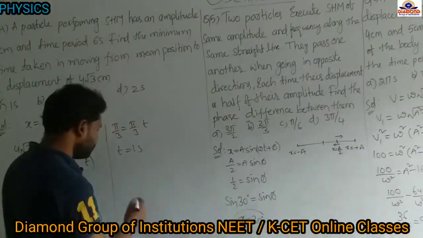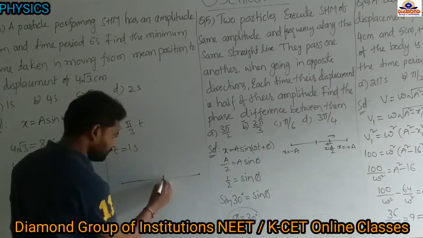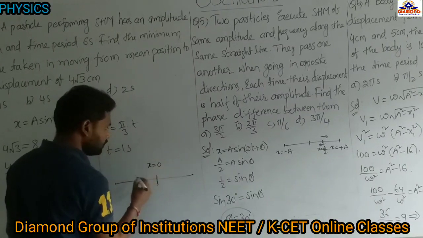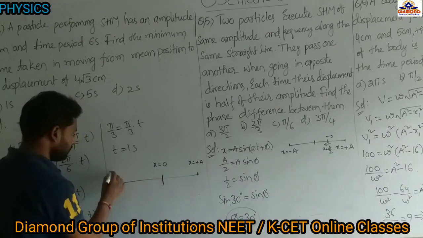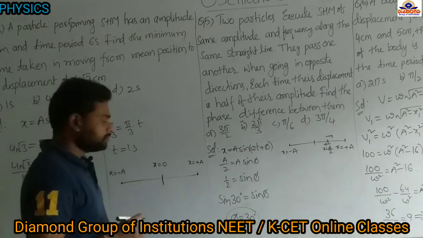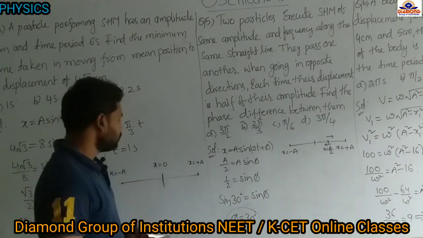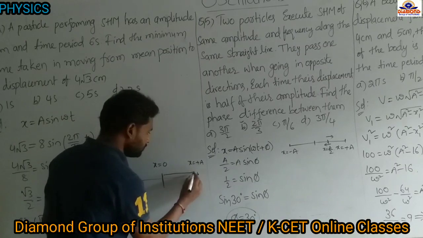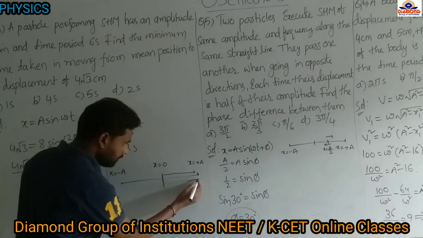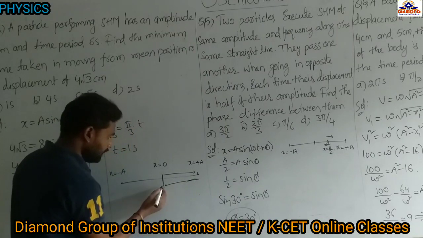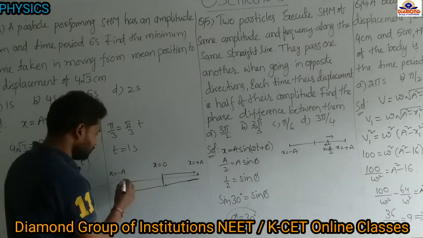See here, I am considering that it is making oscillations. This is the mean position, x equals 0, and here the maximum amplitude, x equals plus a, and in the opposite direction, minus a. Just remember, the object is moving from the mean position toward the positive amplitude, then from the extreme back to the mean position, again from the mean position to the other direction, x equals minus a, and then back.